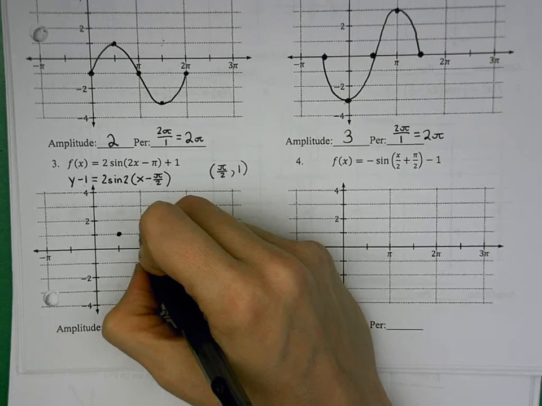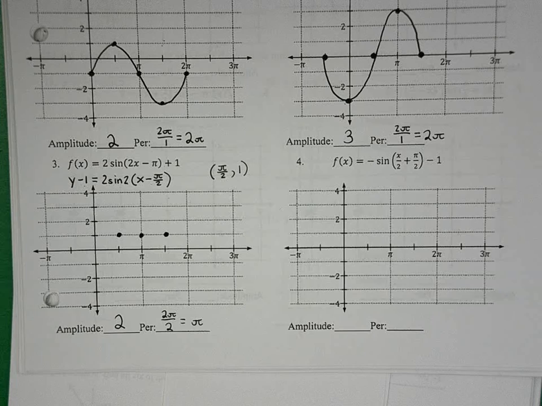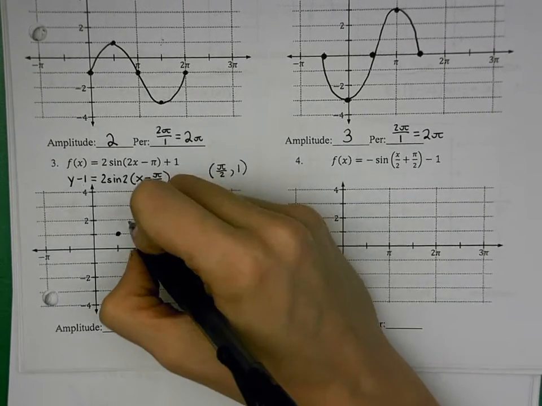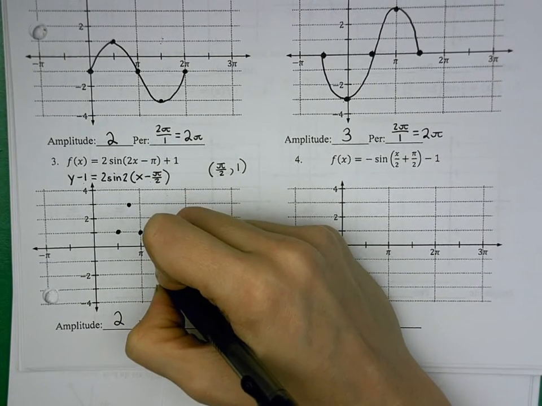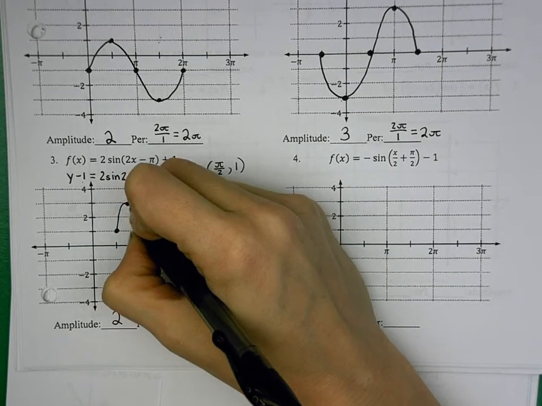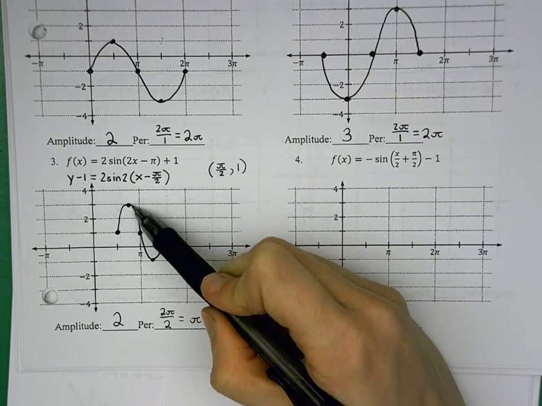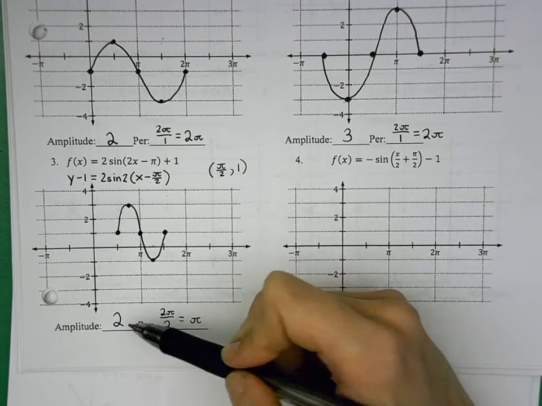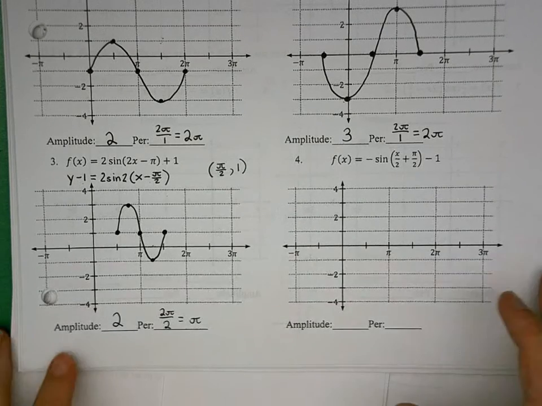My middle point would be in between. And then my 1/4 and 3/4 points need to be at an amplitude of 2. So I'm going up 2, 1, 2, and down 2, 1, 2. And checking our amplitude, up 2, down 2, down 2, up 2. I'm good to go. Okay, number 4 is our last one, so if you haven't already, pause the video, try it on your own.